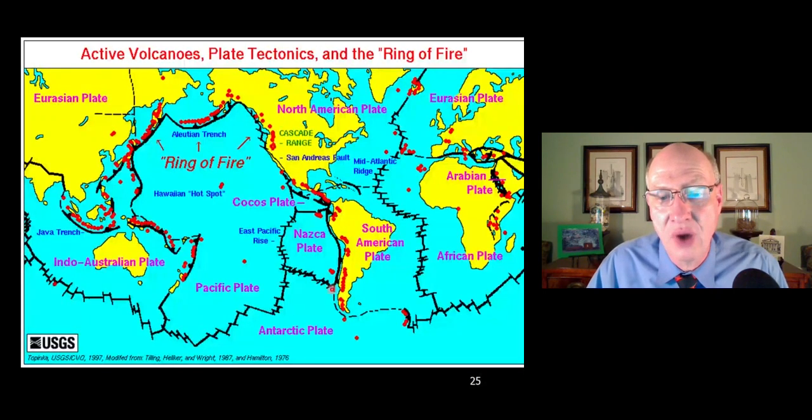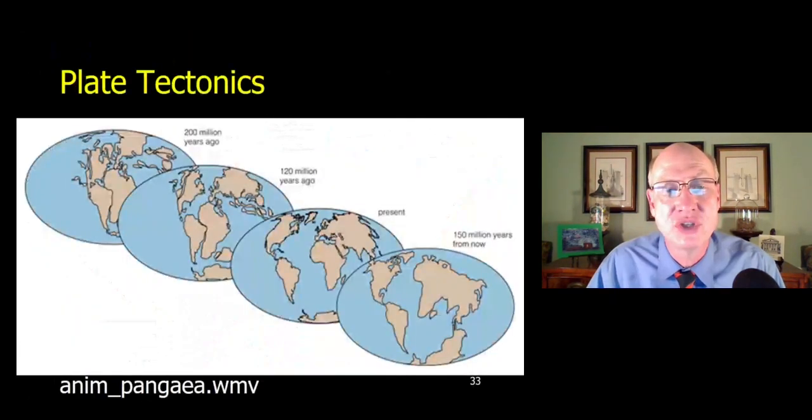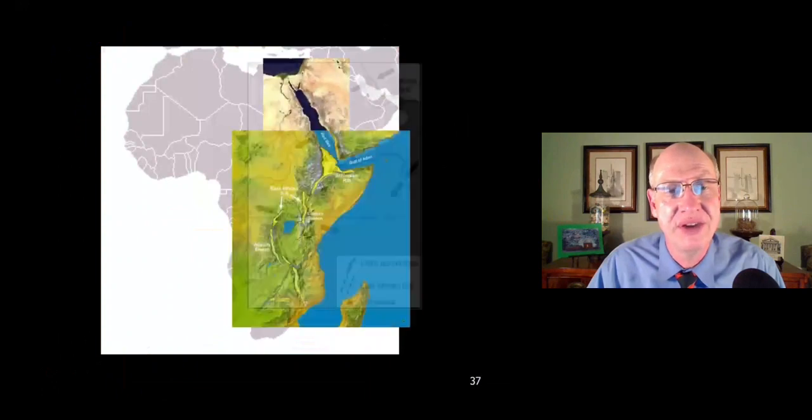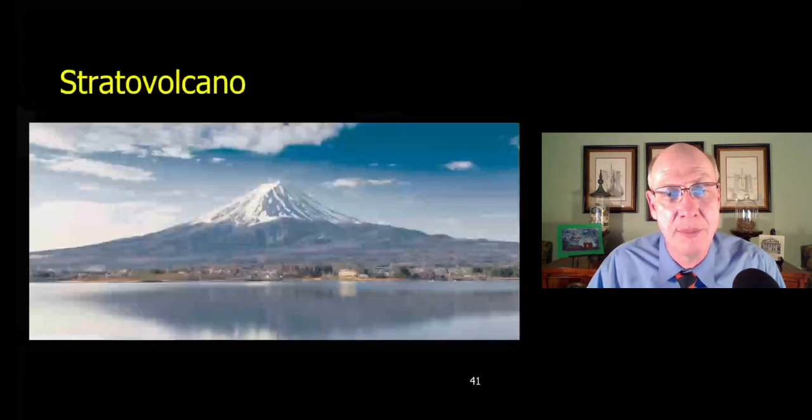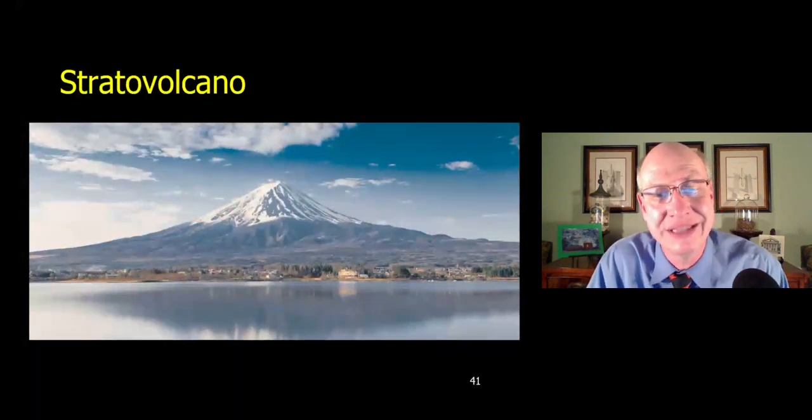Volcanoes that are found around the Ring of Fire, those that are found on the boundaries of plates, where plates collide with one another, those are the stratovolcanoes. Those are the very tall, steep-sided volcanoes. So this is one of the most beautiful, most striking stratovolcanoes in the world, and this is Mount Fuji in Japan, right on the Ring of Fire.